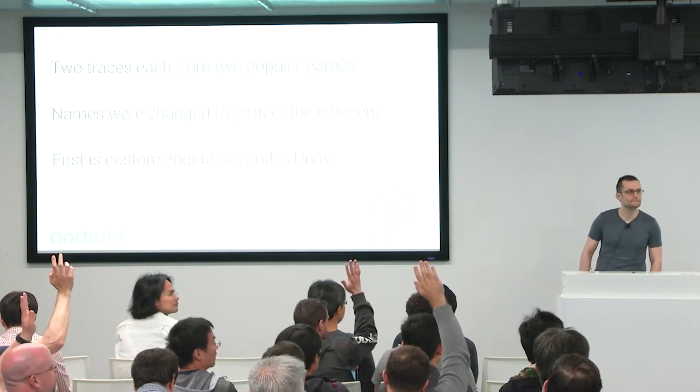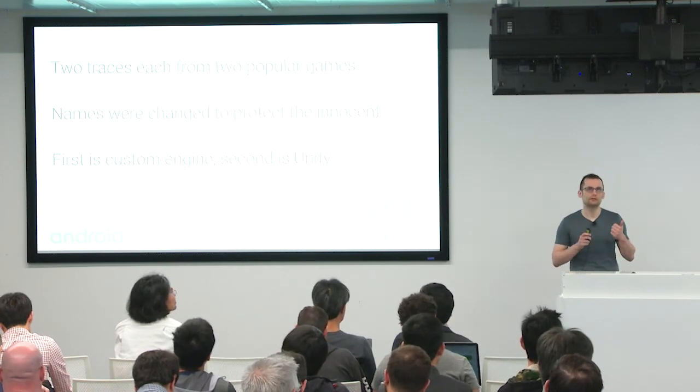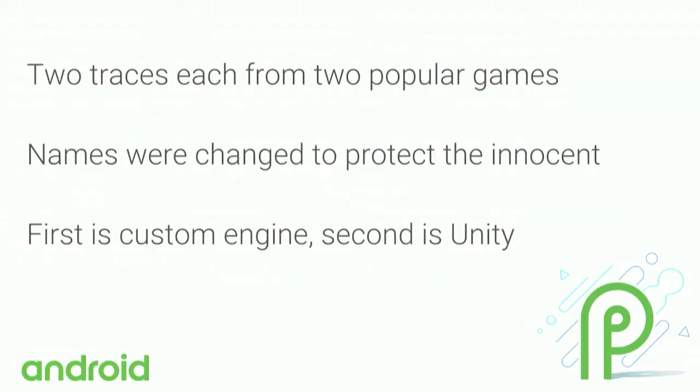OK, cool. So I took 2 traces each from 2 popular games, like current top 20 maybe. And I anonymized them to not put them on edge. The first uses a custom engine. The second is a Unity game. So let's look at that first one. So this is app startup. And I don't have my notes, and that's really annoying.